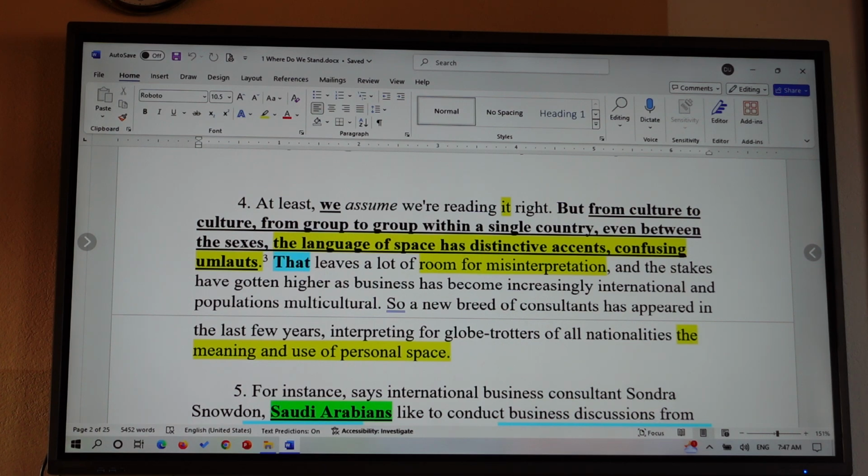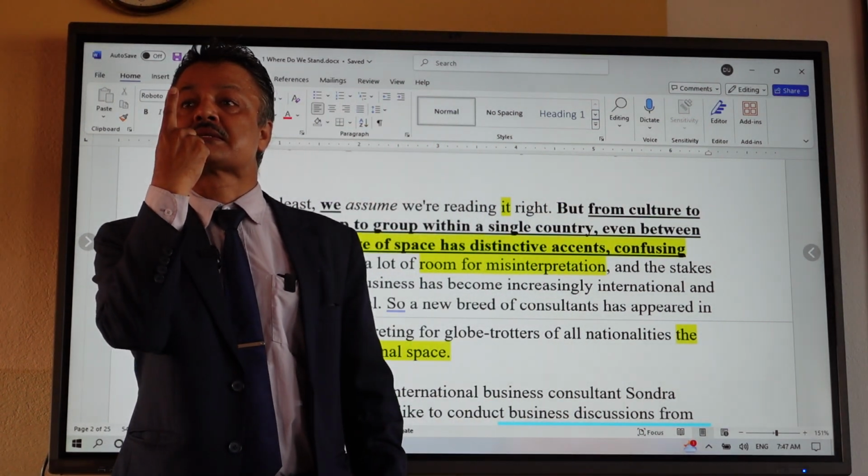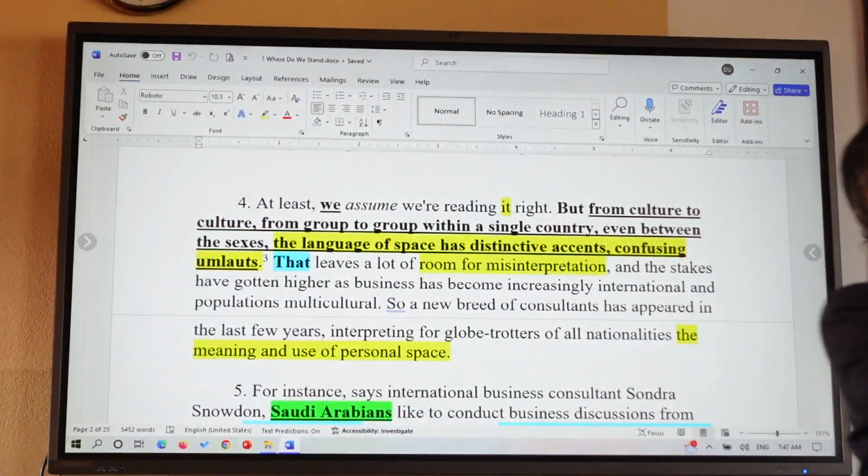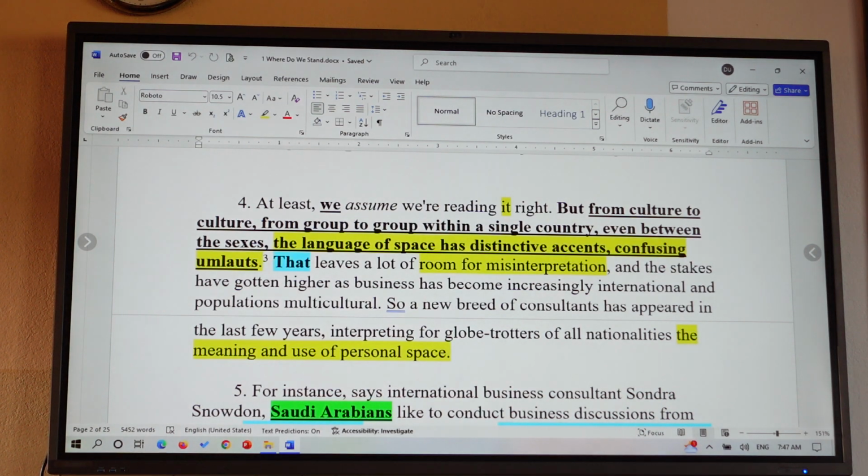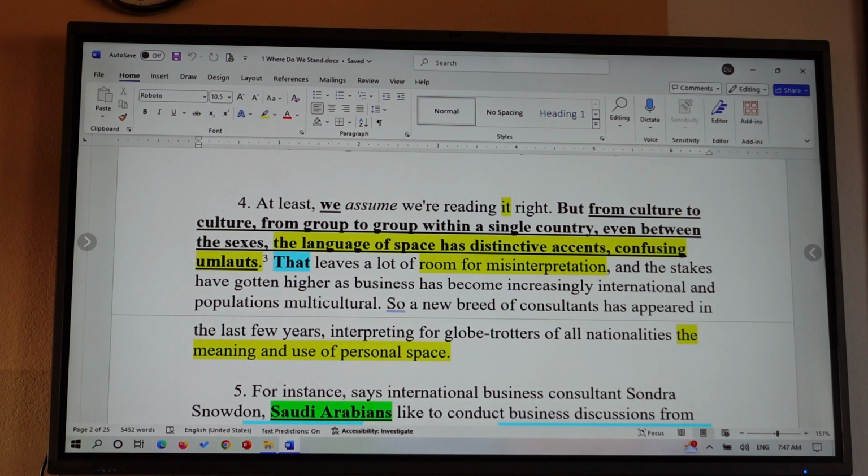A thesis statement is a sentence. What is it? A sentence. A thesis statement is one sentence. What is the definition of a sentence in grammar book? A sentence is a unit of words that expresses complete thought. A sentence is a group of words which expresses complete thought.